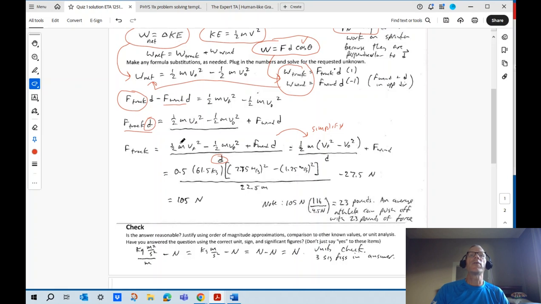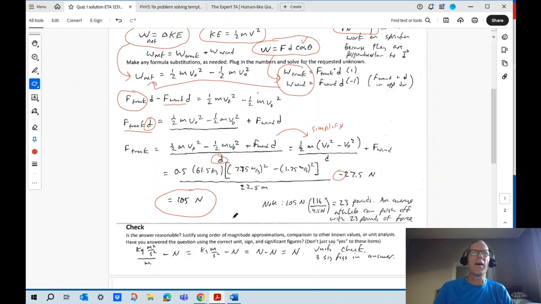So I factor out the 1/2 m and then factor out the d from this work done by the wind. And notice we get the negative number here because the wind is doing negative work. It's essentially slowing the person down. And plug all those numbers in and we get the force that the track exerts is 105 newtons.